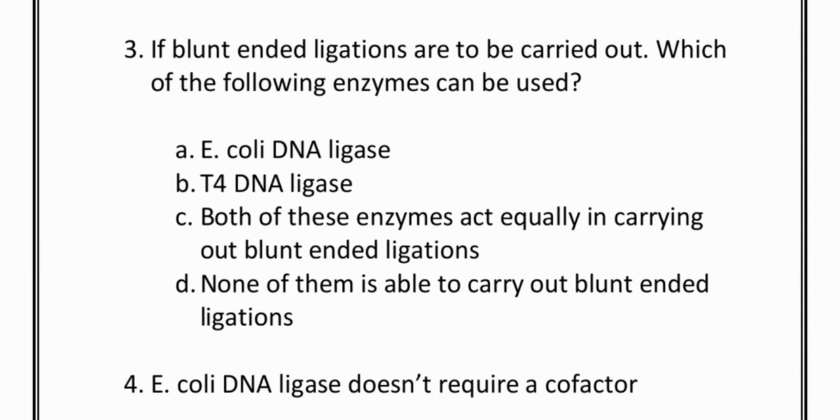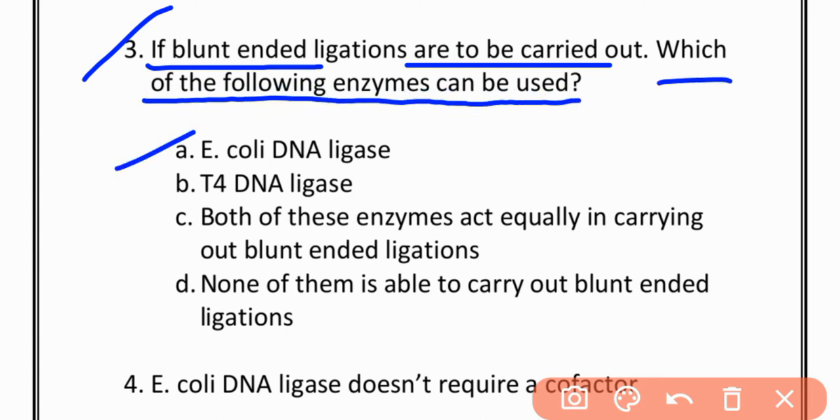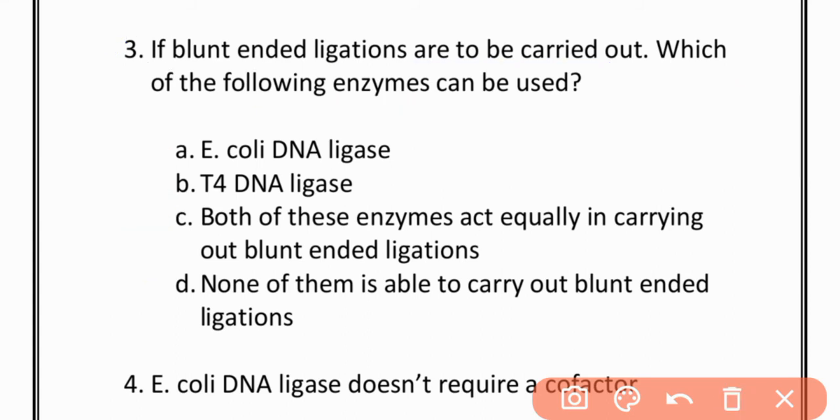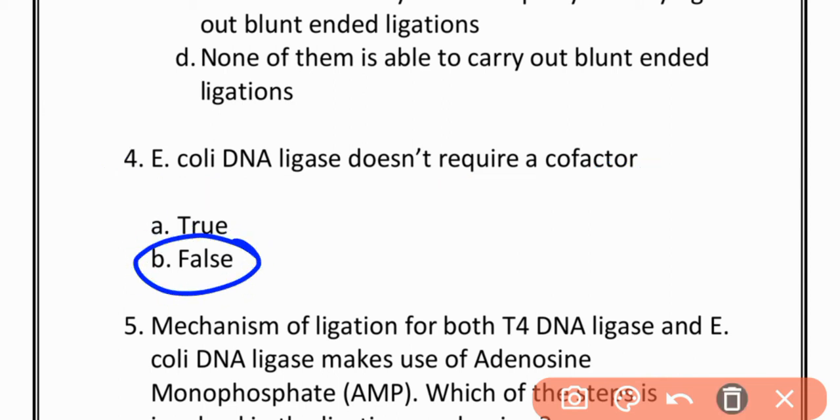MCQs number 3. If blunt-ended ligation is to be carried out, which of the following enzymes can be used? E. coli DNA ligase, T4 DNA ligase, both of these enzymes act equally in carrying out blunt-ended ligation, or number 4, none of them is able to carry out blunt-ended ligation. The correct option is option B, T4 DNA ligase enzyme. MCQs 4. E. coli DNA ligase does not require a cofactor. True or false? It is false.